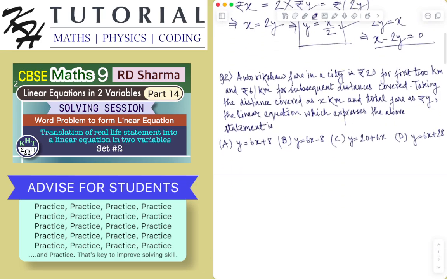Auto rickshaw fare in a city is rupees 20 for first 2 kilometers and rupees 6 per kilometer for subsequent distances covered. Taking the distance covered as x kilometer and total fare as rupees y, the linear equation which expresses the above statement is. Okay, so it is very important to understand what the variables X and Y are representing.